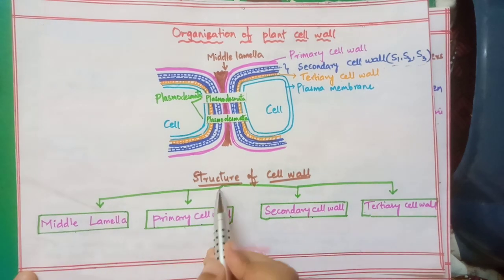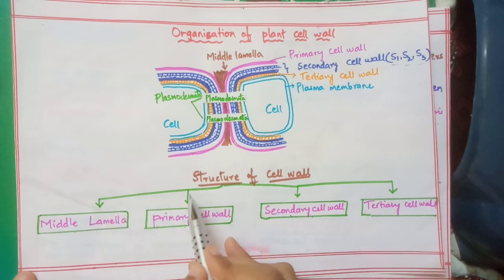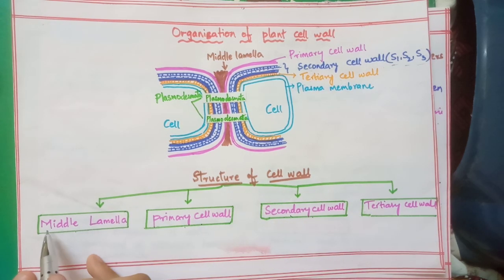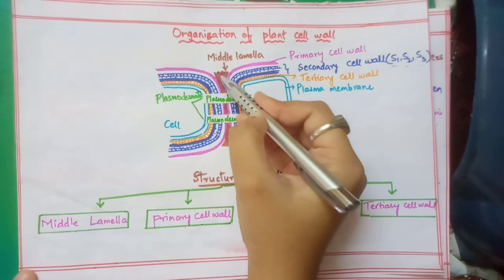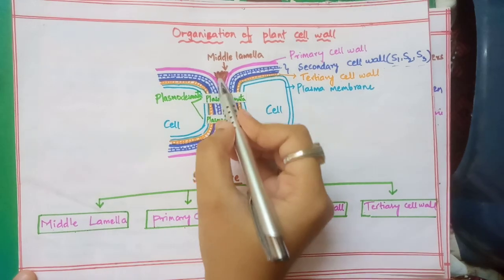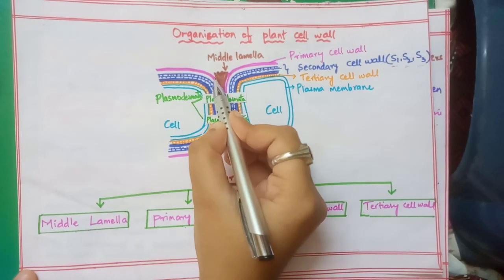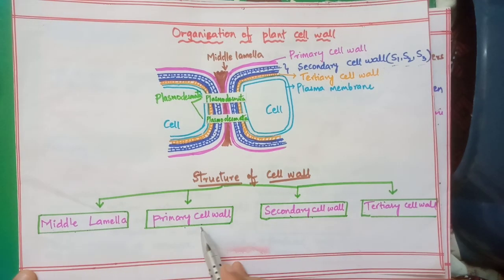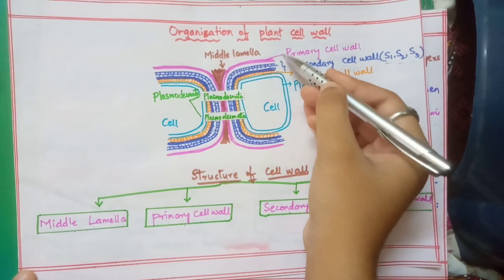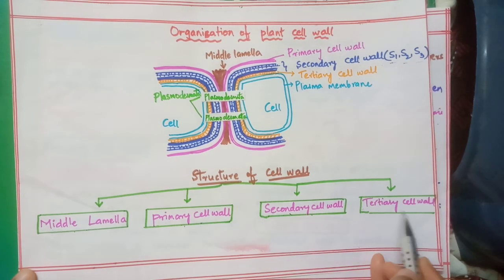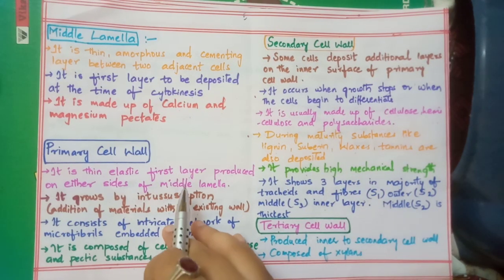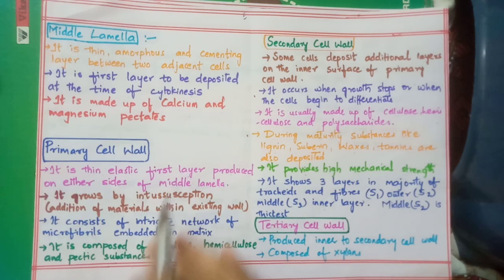The structure of the cell wall we can broadly divide into four parts. The first one is the middle lamella, shown here in brown color. Then the primary cell wall, which is formed on either side of the middle lamella. Then the secondary cell wall, which is found on the inner side of the primary cell wall. Then the tertiary cell wall. Then let us see the chemical composition of these layers.